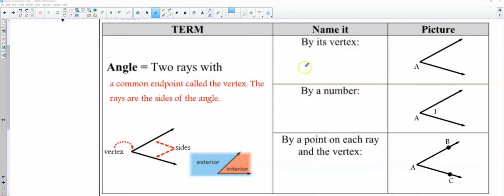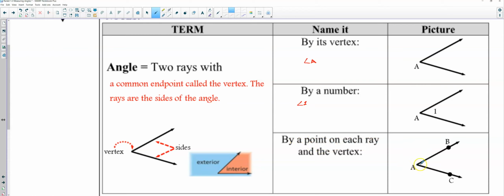Now we need to know how to name the angle, right? In this case, notice the picture. We could name the angle by its vertex. So whatever point is the vertex, we could name the angle by it. We could call this angle A. So angle A is a good name for this angle. Also, if there is a number inside that angle, we use that number to name the angle. So to be fast, this is angle 1.